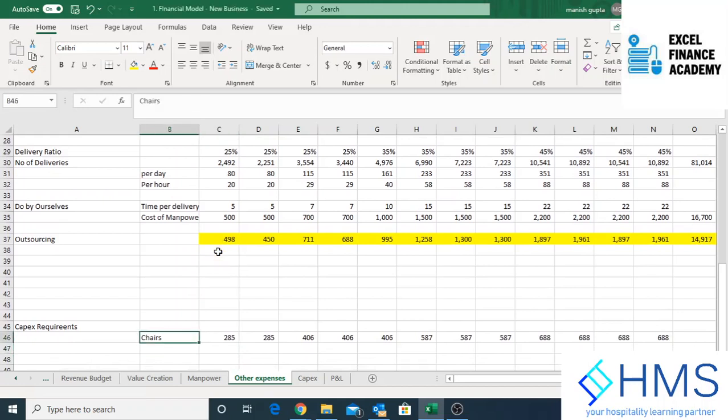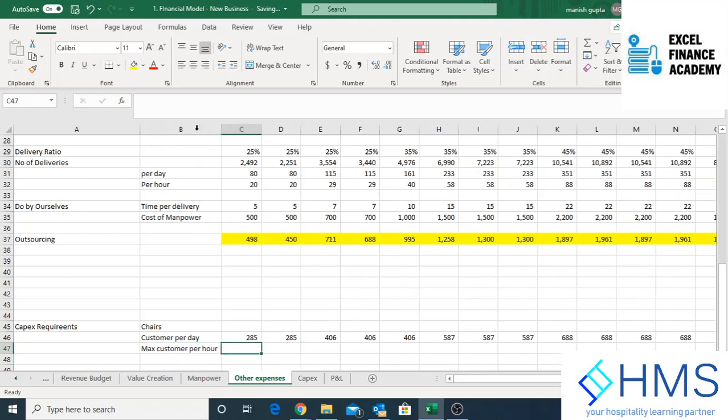Chairs, sorry, yeah, chairs, customers per day, how many per hour, or how many customers per hour maximum.